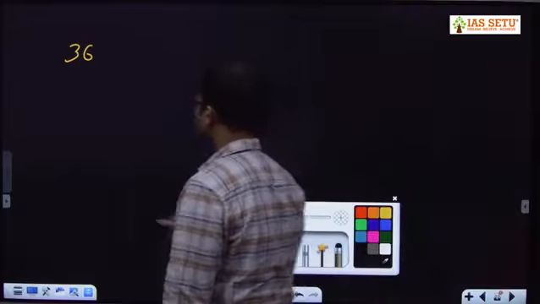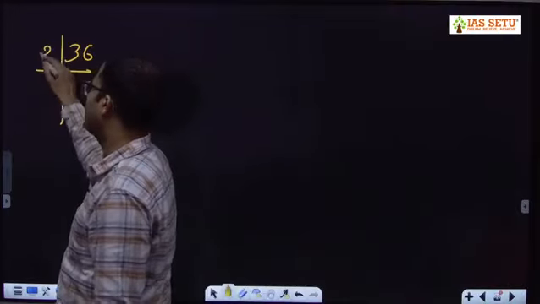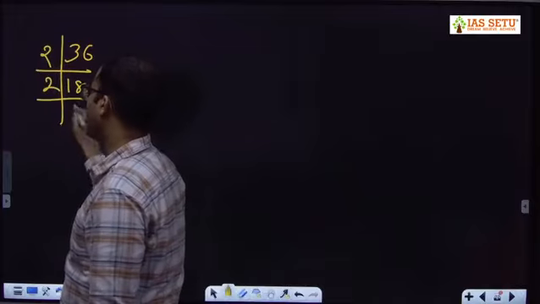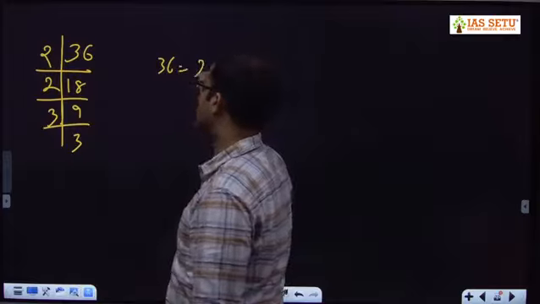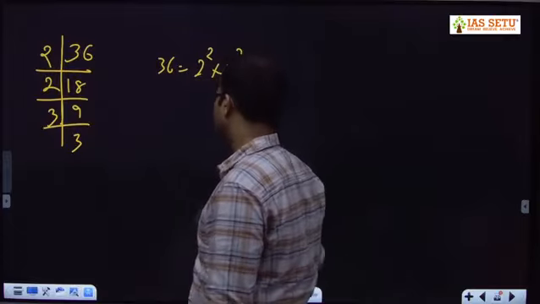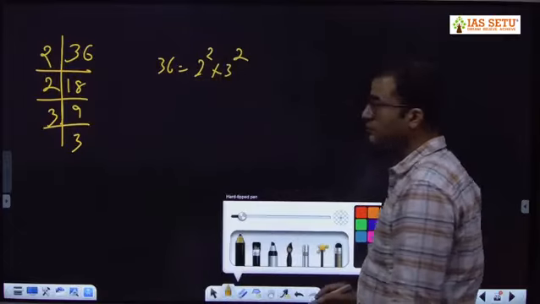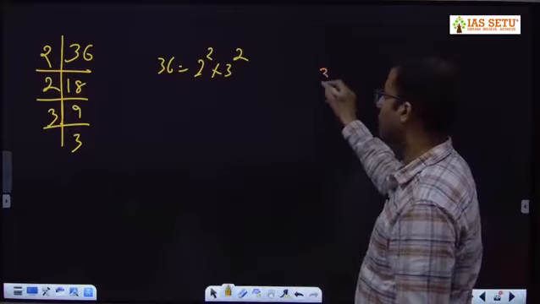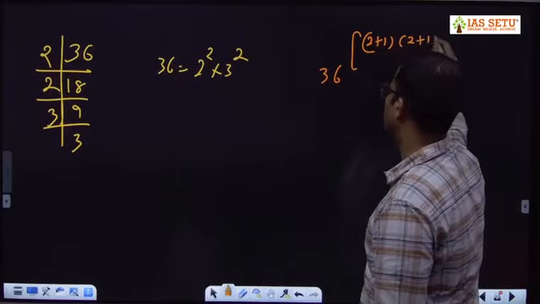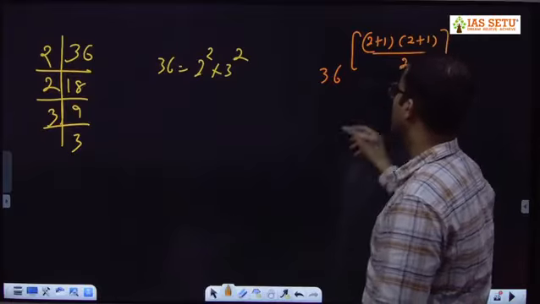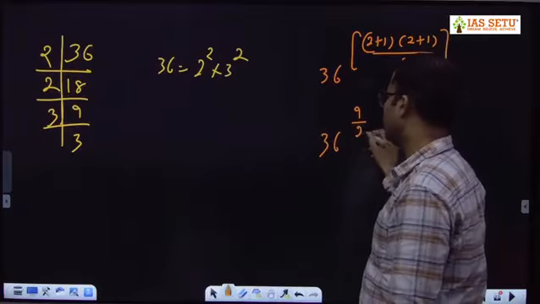First we express this in prime form. 2 common 18, 2 common 9, 3 common 3. So 36 is 2 to the power 2 into 3 to the power 2. Okay. So according to the formula, 36 to the power (2 plus 1) into (2 plus 1) divided by 2. This is 36 power 9 by 2.